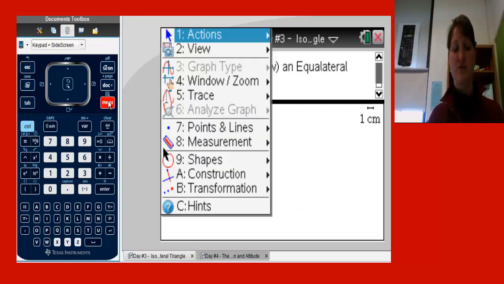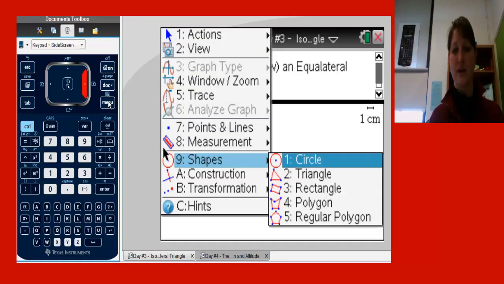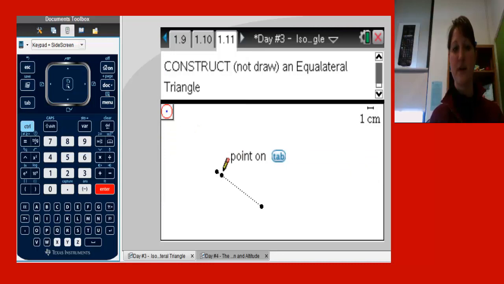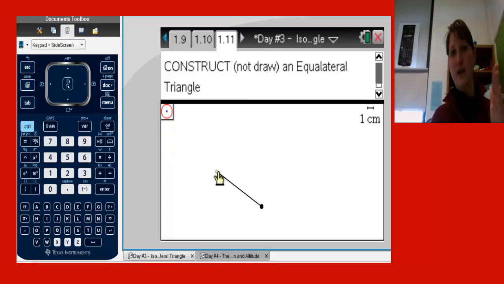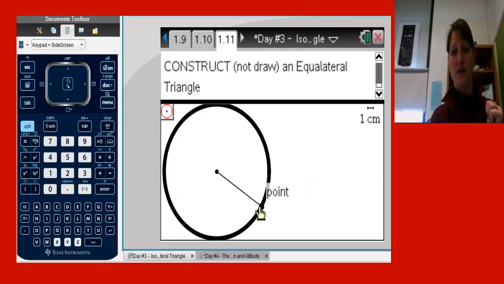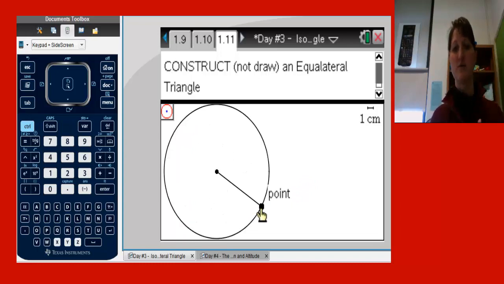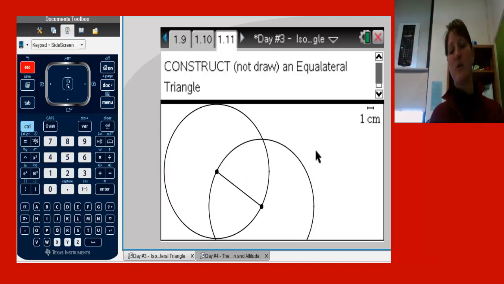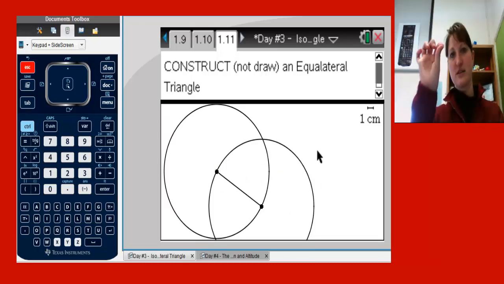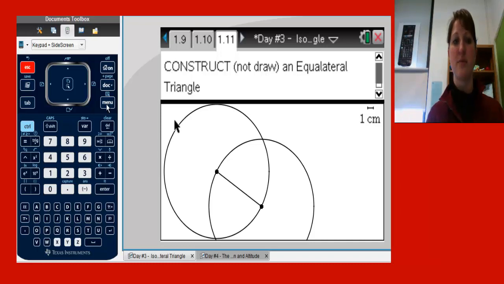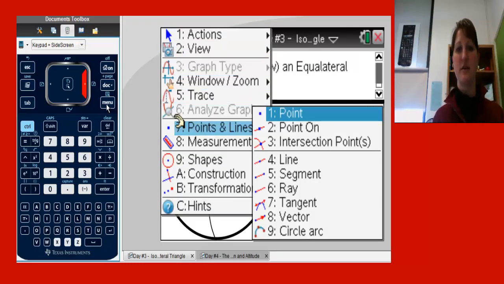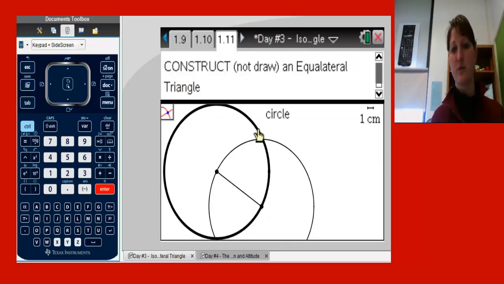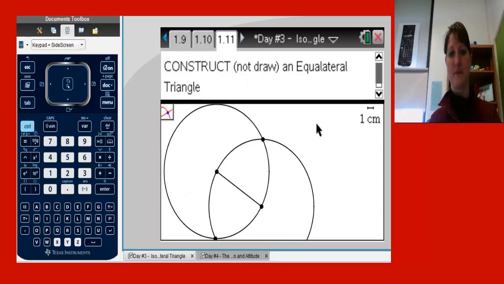And then you want to grab your circle tool. So we'll go into shapes, grab circle, click on one endpoint, and then click on the other. And then do the same thing backwards. So click on the last point you clicked on again, and then go back to the other. Now, where those two circles intersect is going to be the top of your triangle. So I'll put an intersection point where that circle and that circle meet. And then that point is the top of my triangle.